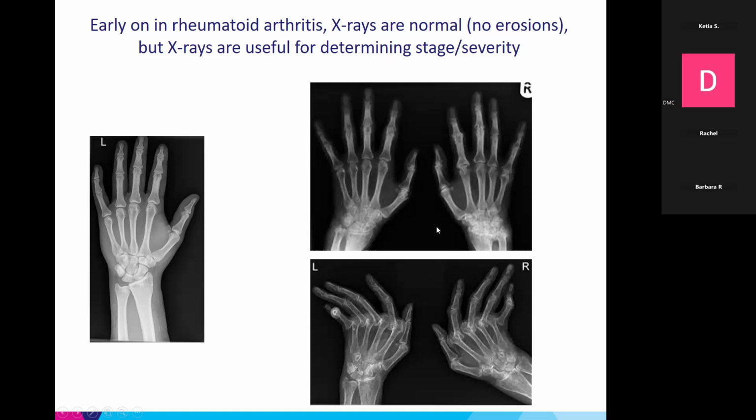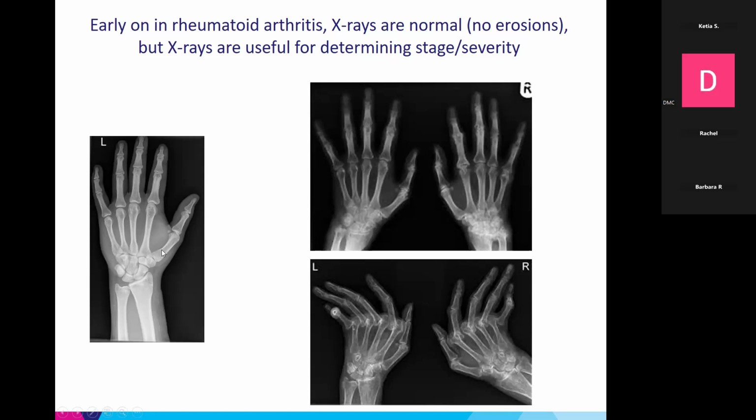These are called erosions. It's when the inflammation is so strong that it actually damages the bone. It starts to make small holes, and eventually you can lose the cartilage in the wrist, and it becomes harder to distinguish which bones are where.